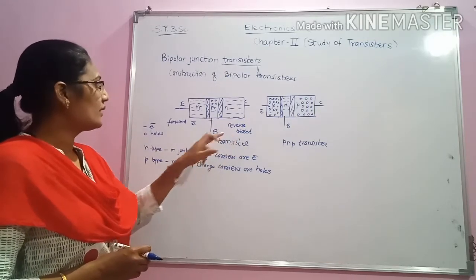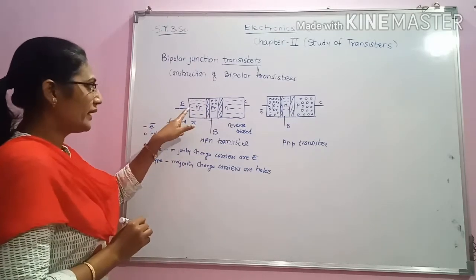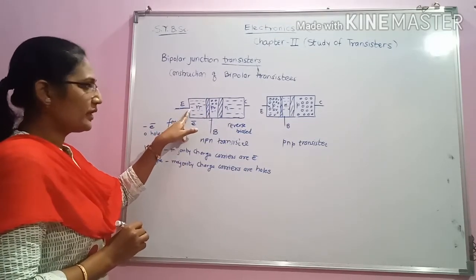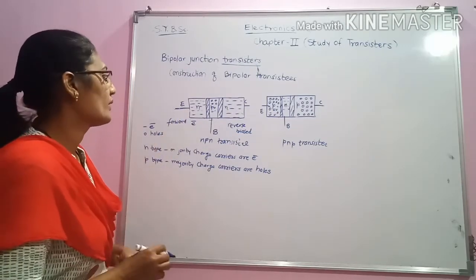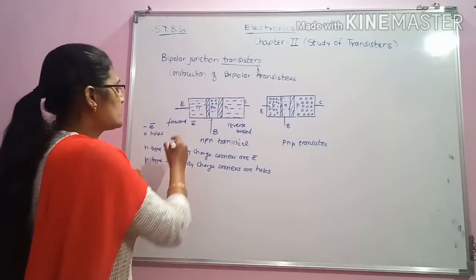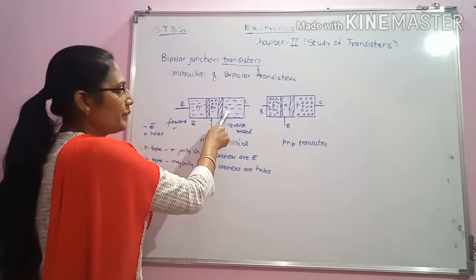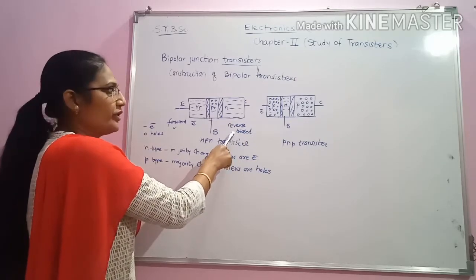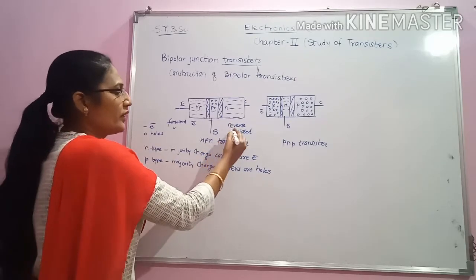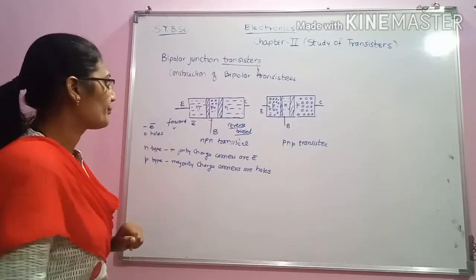It means that suppose this is N, the negative terminal, then it should be connected to the negative terminal of the battery. This is called forward bias. Reverse bias means this is the negative terminal, so it should be connected to the positive terminal of the battery. This will give us the reverse biasing of the transistor.